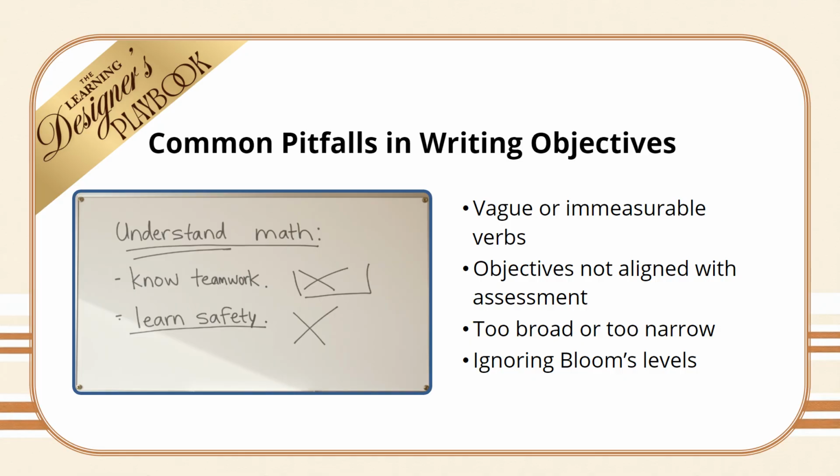Designers also sometimes ignore the hierarchy of Bloom's levels. They may write an objective at the create level without first ensuring that learners can remember, understand, or apply foundational knowledge. Another issue is writing objectives that don't consider the learner's context. An overly complex objective for beginners can lead to frustration, while an overly simple objective for advanced learners can lead to boredom. A good objective should challenge learners without overwhelming them.